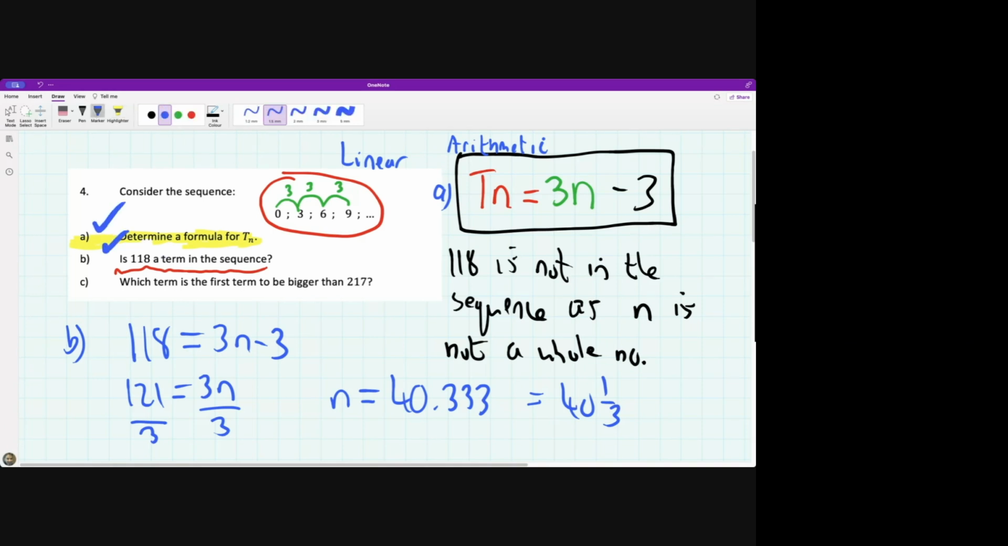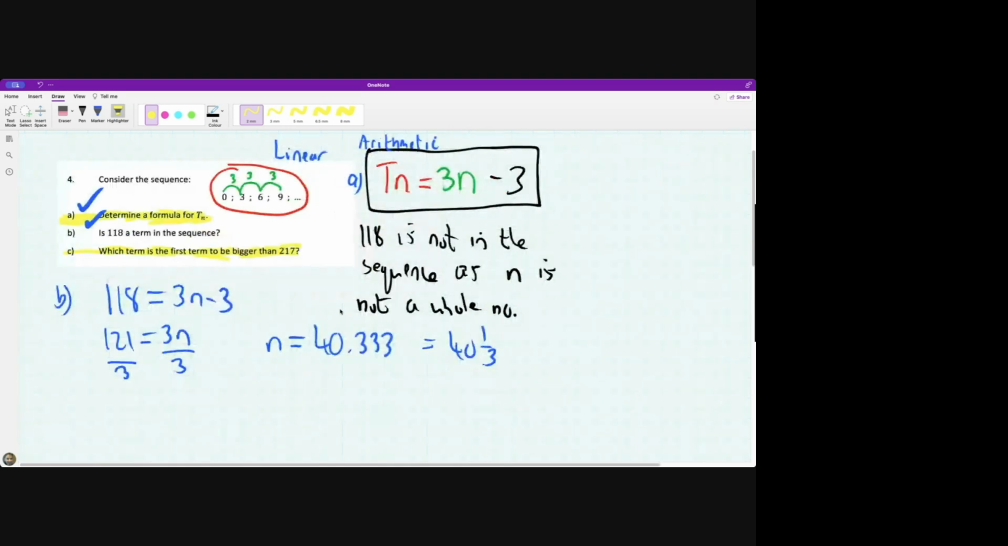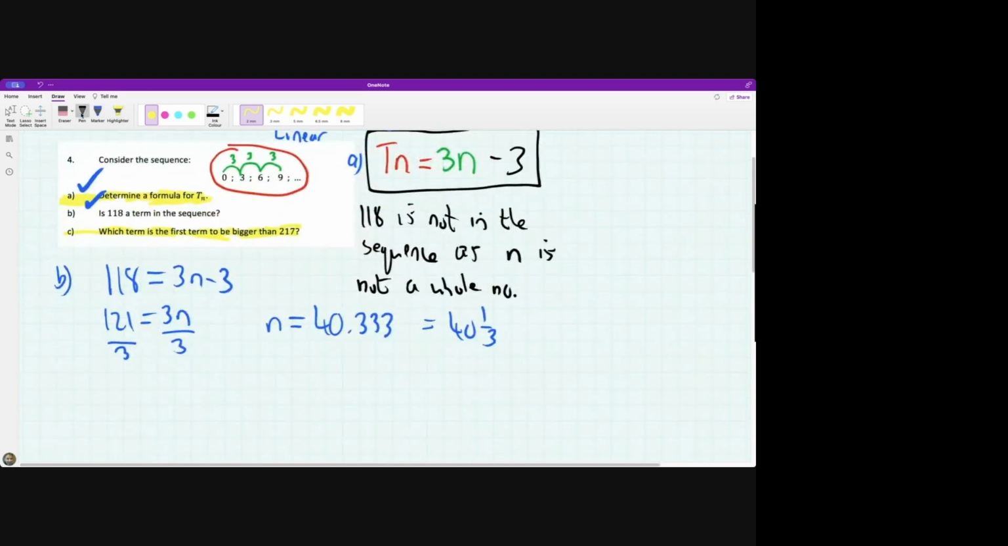Okay, now, so we've done these first two. Now we're going to move on to question C. Which term is the first term to be bigger than 217? Ish, things are getting tricky here. I don't even know exactly what the answer is to this, but I know a process that I'm going to use. What do you think I should do with this 217?